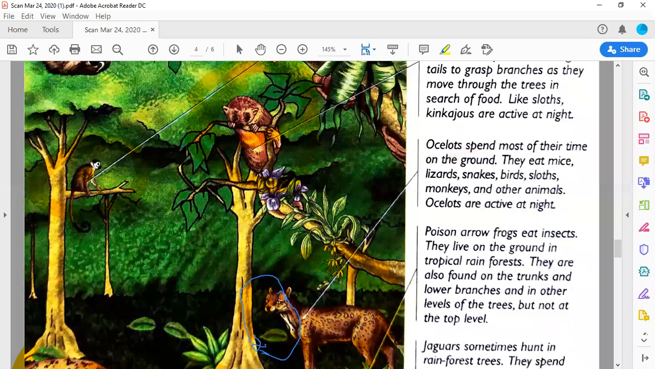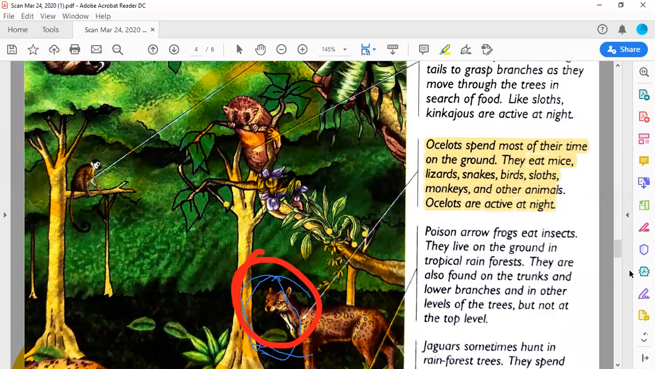The picture, right? The picture of this is the ocelot, correct. Now, who wants to read the ocelots? Benjamin, would you like to read the ocelots? Benjamin? Can you please read ocelots? Okay, right here. Ocelots spend most of their time on the ground. They eat mice, lizards and snakes, birds, sloths, monkeys, and other animals. Ocelots are active at night.